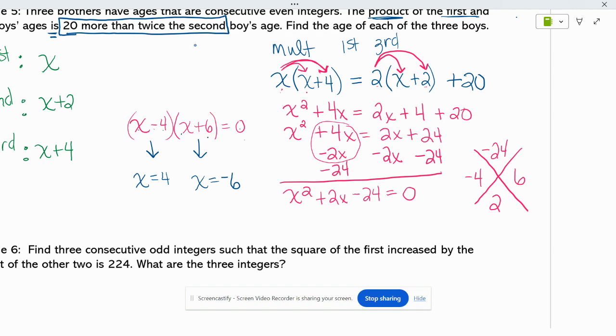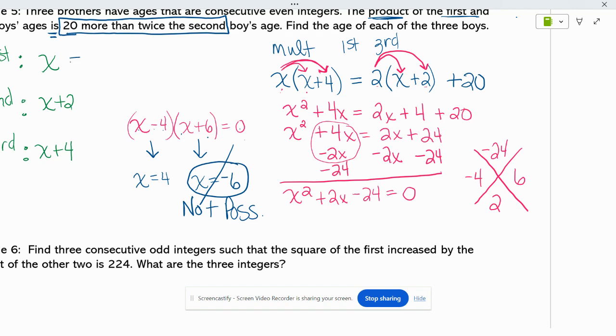So, does it say anything about their ages being positive or negative? Okay. So, do we have another case where we have two correct possible answers? No. Why not? Because nobody can be in the negatives. Yeah, what does negative 6 years old look like? Not possible. You can't be negative years old, right? So this is not possible. You cannot be negative 6.